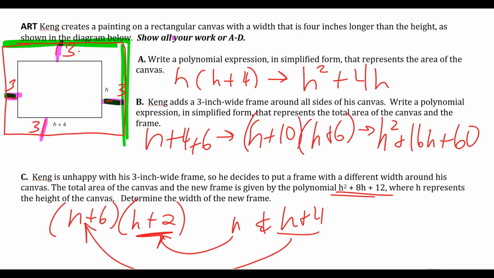But notice, if I'm adding 2 to this length right here of h plus 4 and 2 to this length right here, I'm going to erase the 3s going around. Let's just do that first.